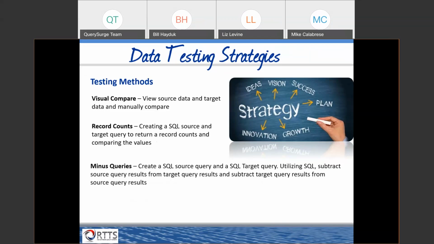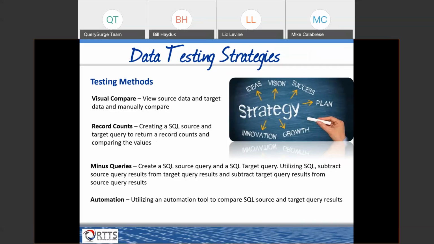Taking it a little bit deeper to the next level would be maybe a minus query, which actually gives you the ability to identify differences in the data between the two tables. So this is utilizing SQL. You're subtracting your source query from your target query, and also subtracting your target query from your source query. And with that, you should be able to identify the row differences within your table.